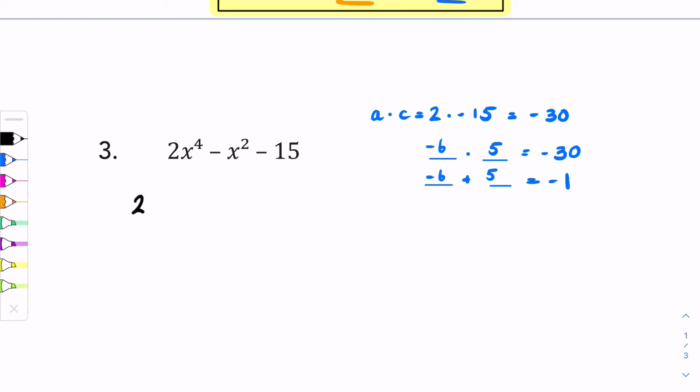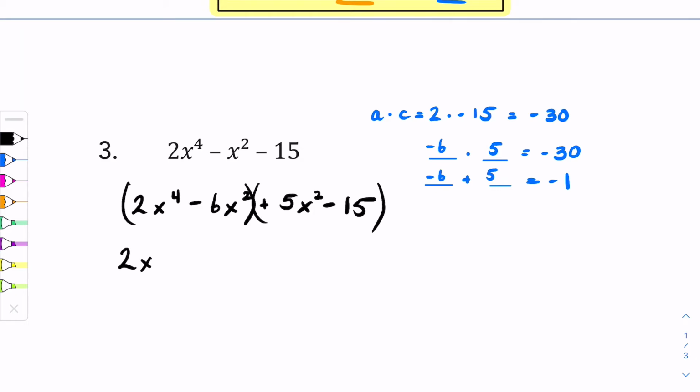Now I can rewrite this as 2x to the fourth minus 6x squared plus 5x squared minus 15. I said that wrong, so let me reread this. 2x to the fourth minus 6x squared plus 5x squared minus 15. Group your first two, group your second two.